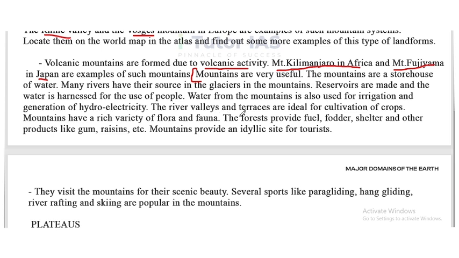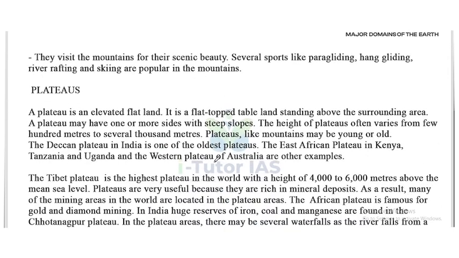The river valleys and terraces are ideal for cultivation of crops. Mountains have a rich variety of flora and fauna. The forests provide fuel, fodder, shelter, and other products like gum, resins, etc. Mountains provide an ideal site for tourists. Tourists visit the mountains for their scenic beauty. Several sports like paragliding, hang gliding, river rafting, etc. are popular in the mountains.